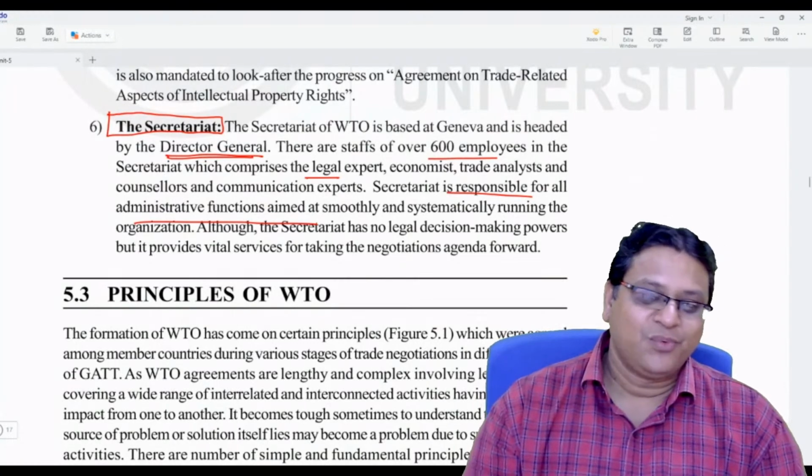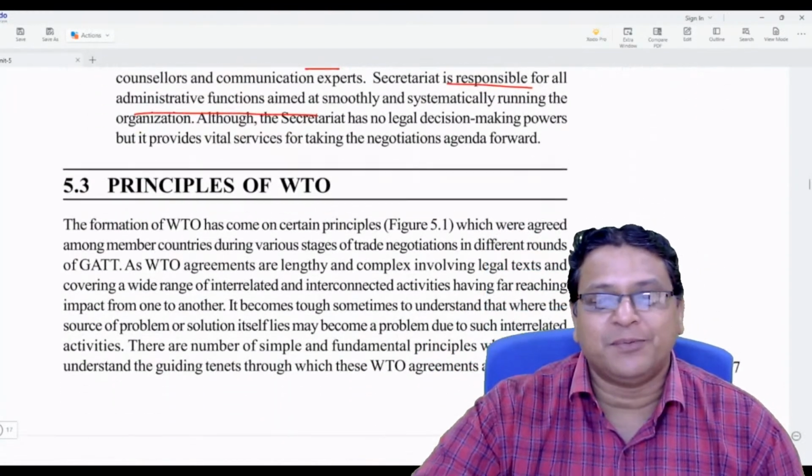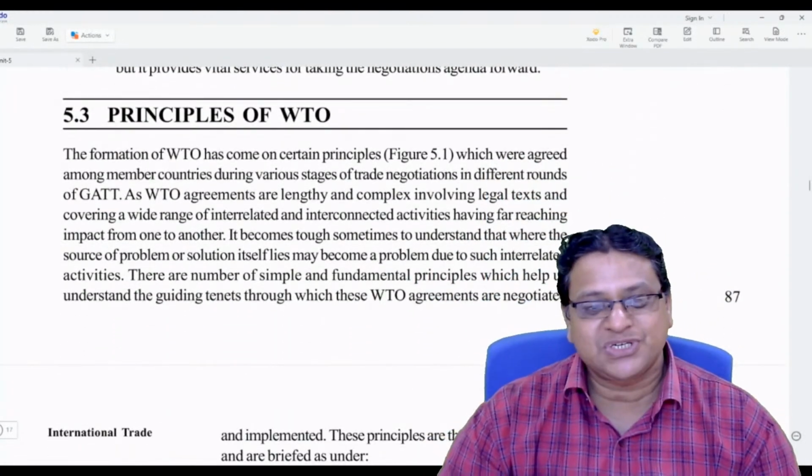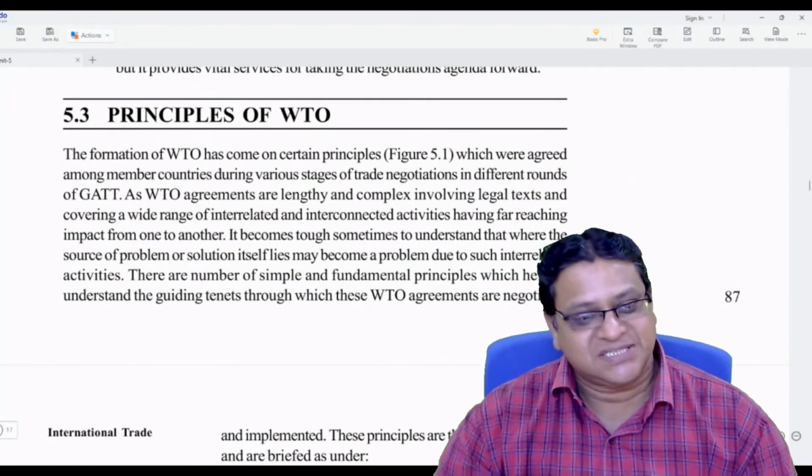Next, we will discuss the principles of WTO. What are the major principles on which WTO is based?